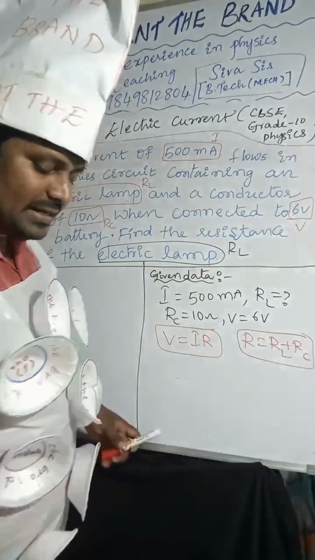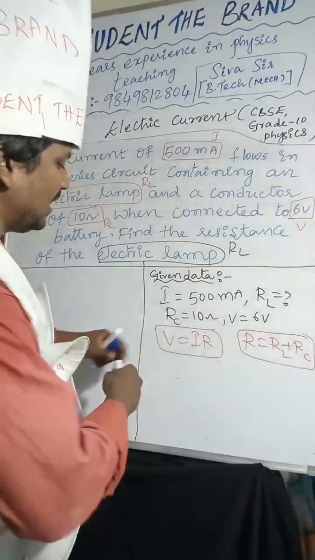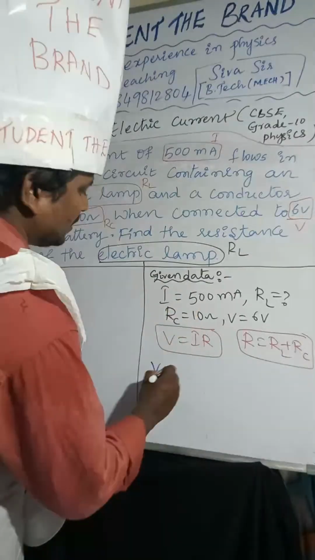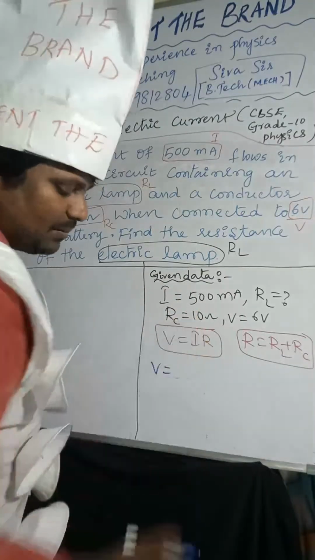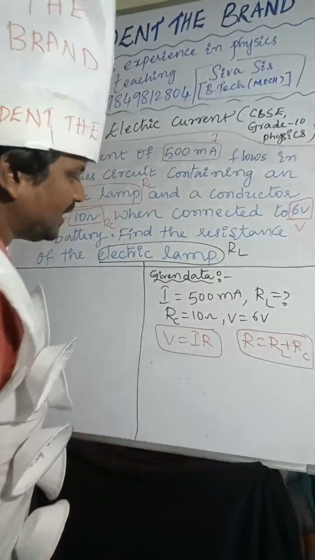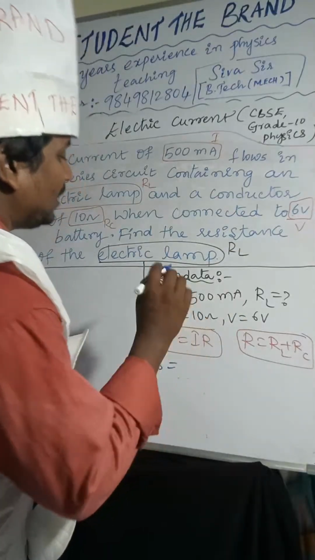Now you can consider V equals I R. So normally substitute the direct values. You have to substitute the values. How much is V given? V is how much? 6. I is how much? Here.